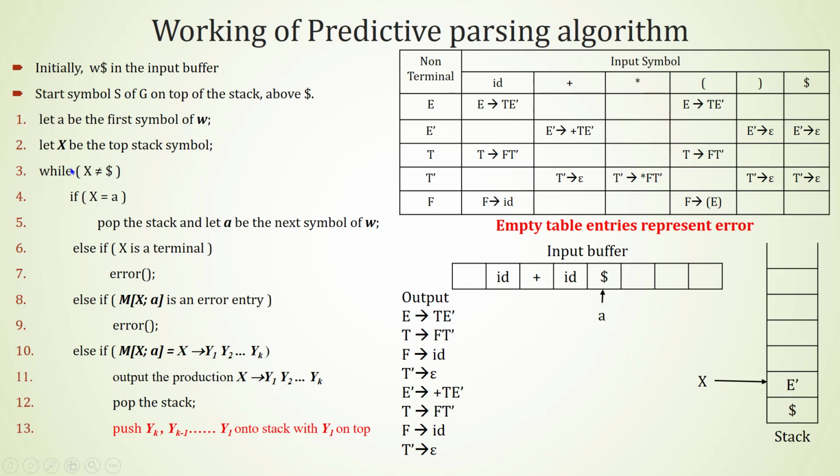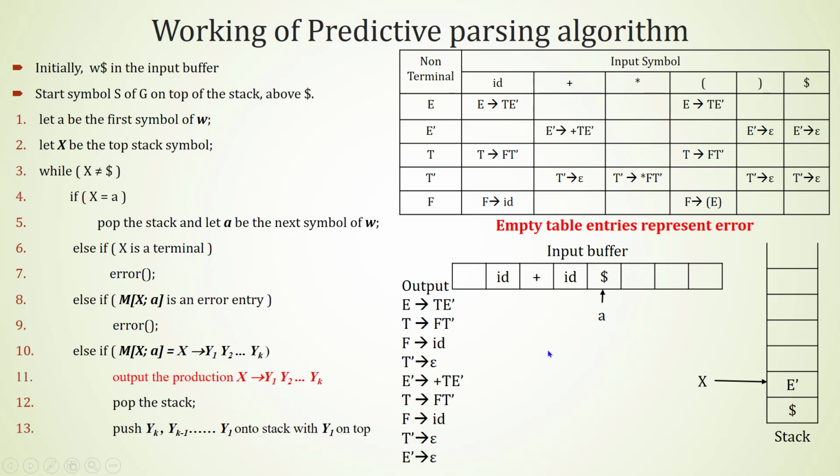Again, we are checking the condition. X is still not equal to dollar because x is e dash. We are checking whether x equal to a. X is e dash, a is dollar. So this condition is false. We are checking whether x is a terminal. X is not a terminal. We are checking whether it is an error entry. But e dash comma dollar contains e dash gives epsilon. So it is not an error entry. So it will execute this statement. Output the production. So e dash gives epsilon will be produced as output. So e dash gives epsilon will appear in the output.